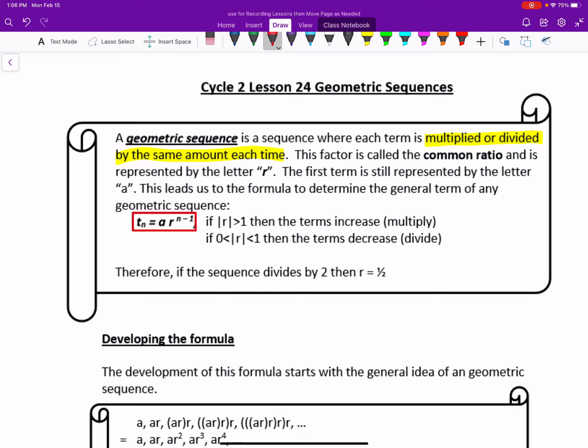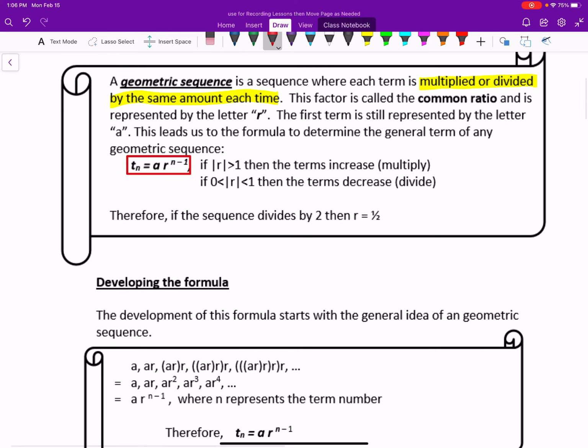Therefore, if a sequence divides by 2, in other words, if each term is half as big as the term before it, then R would have to be 0.5. If each term was 3 times as big as the term before it, then R would be 3.